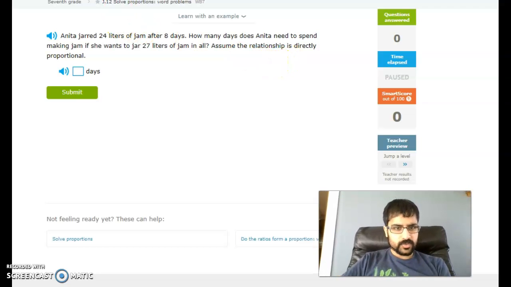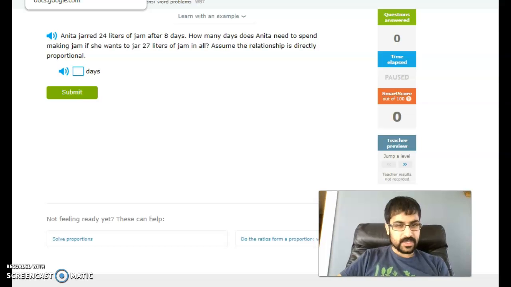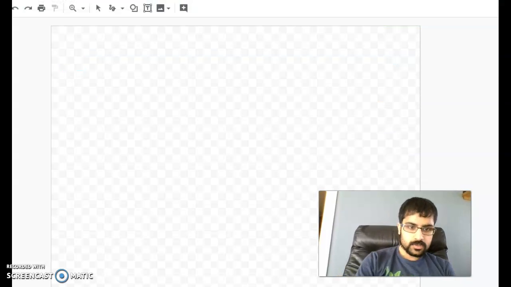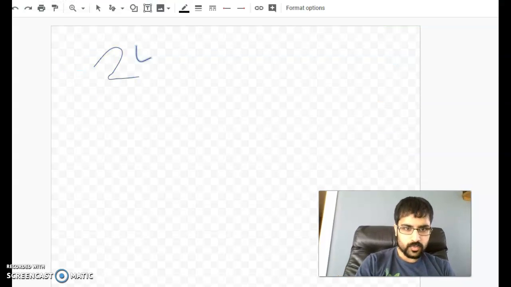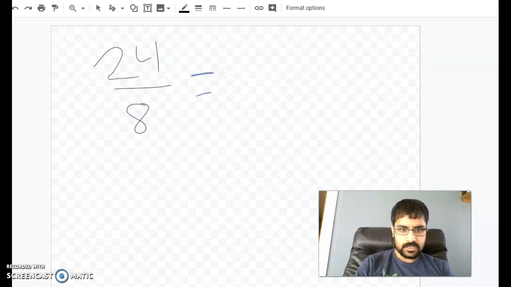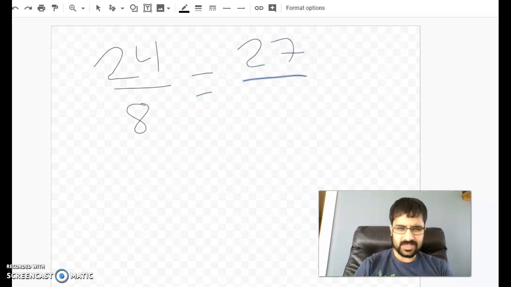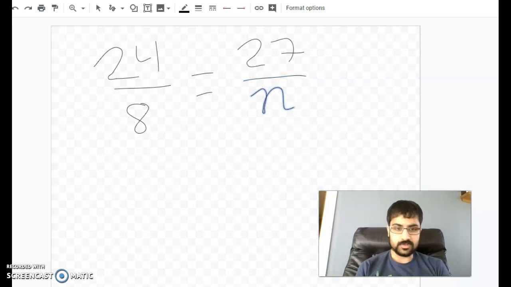So I'm going to start off with the step that I saw in the example, which was that they set this up as fractions. So, okay, 24 liters of jam over 8 days, and that would be equal to 27 liters of jam over, and they used a variable to represent the number we didn't know. I think they used n. You can use x, you can use t, you can use j for jam, but I like to use n because my cursive is terrible, and at least I know it's a cursive letter.